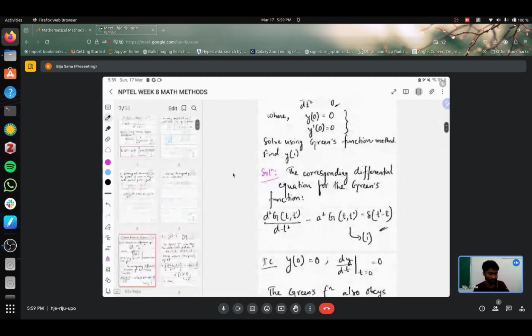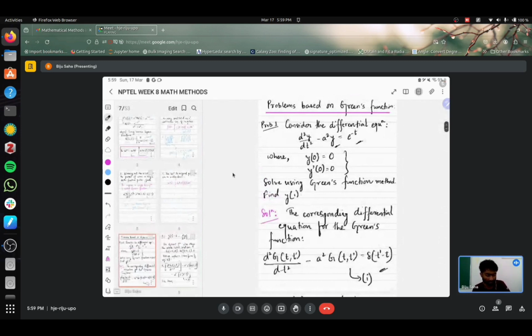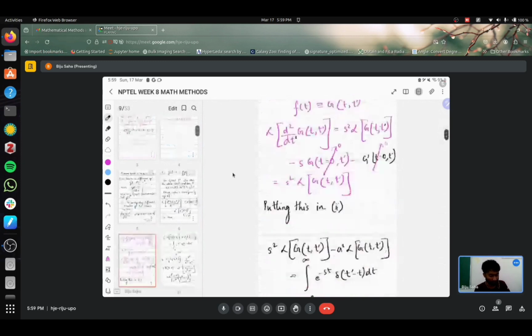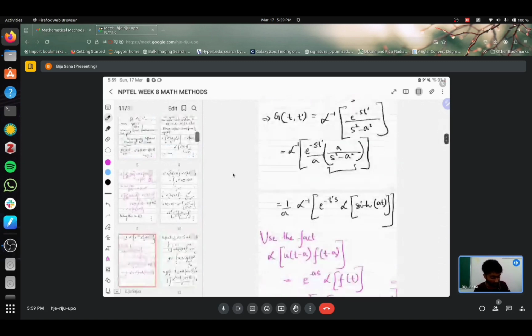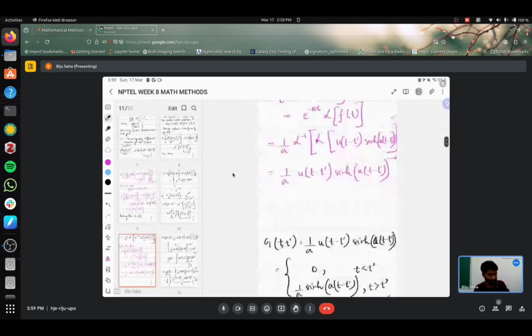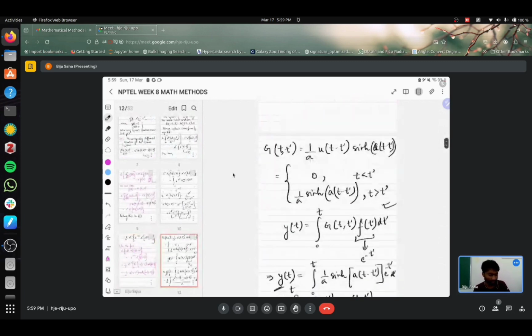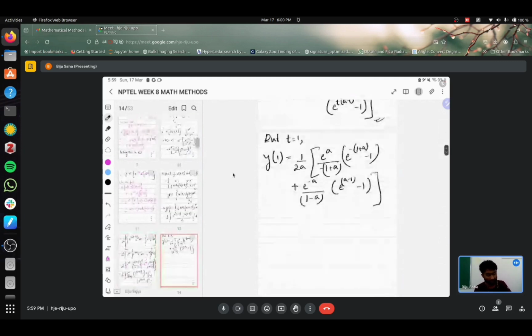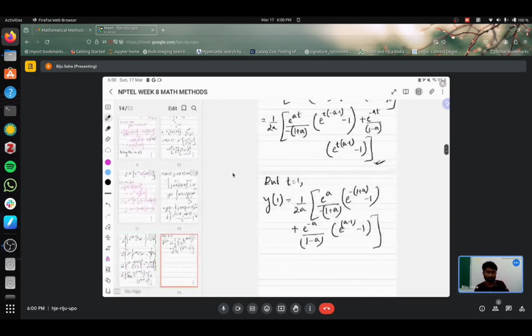We took an example where my function f is e to the power minus t. First, I write a differential equation based on the Green's function, with the right hand side being the Dirac delta. Using the method of Laplace transform, I arrive at the value of the Green's function. Next I perform the integration with the function f equal to e to the power minus t to obtain the resultant solution to the differential equation. By putting t equal to 1, I can get the value of the function at t equal to 1.